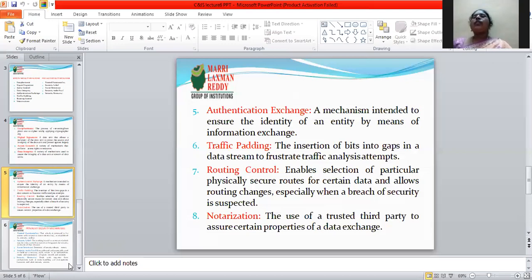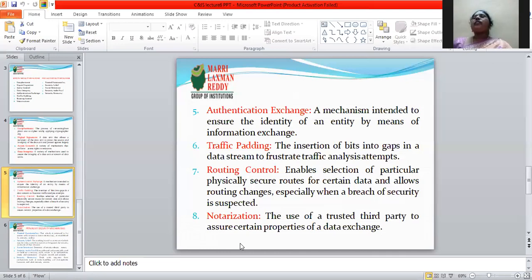And next one, routing control. Here routes are controlled. It enables selection of particular physically secure routes for certain data and allows routing changes, especially when a breach of security is suspected. Here we are controlling the routing algorithms.